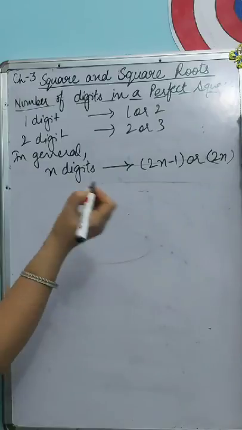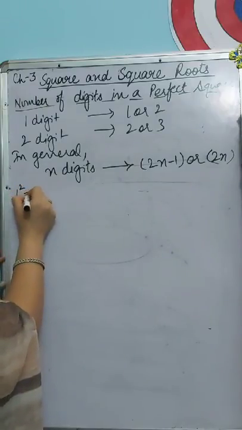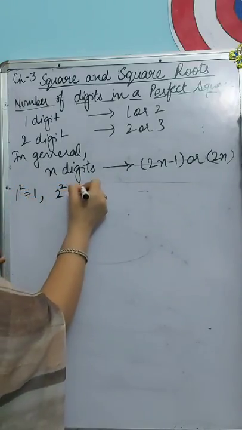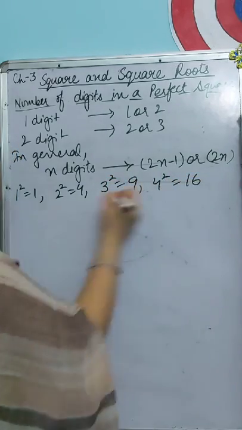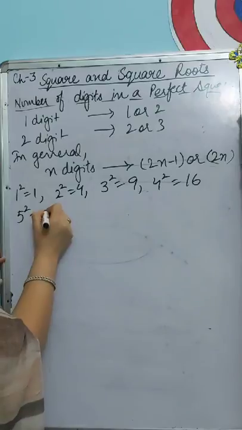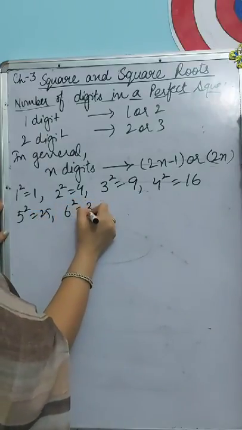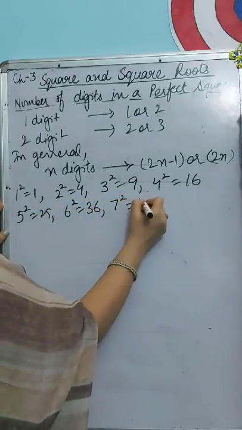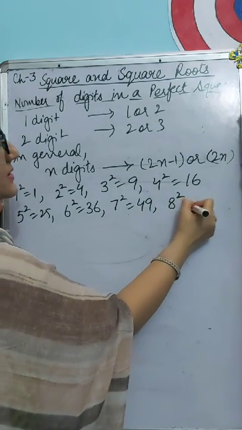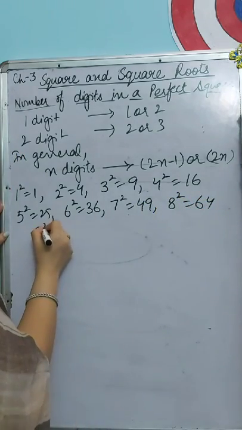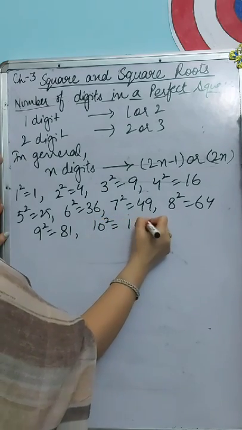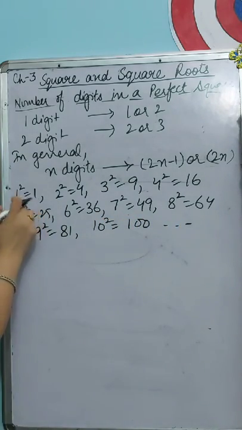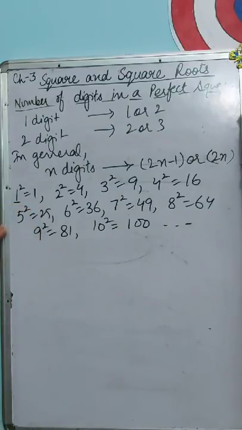Here I am writing some of the common ones. 1 square is 1, 2 square is 4, 3 square is 9, 4 square is 16, 5 square is 25, 6 square is 36, 7 square is 49, 8 square is 64, 9 square is 81, 10 square is 100, and so on.